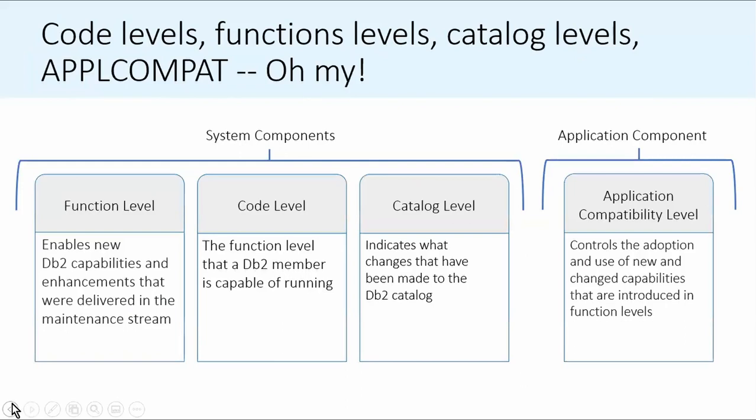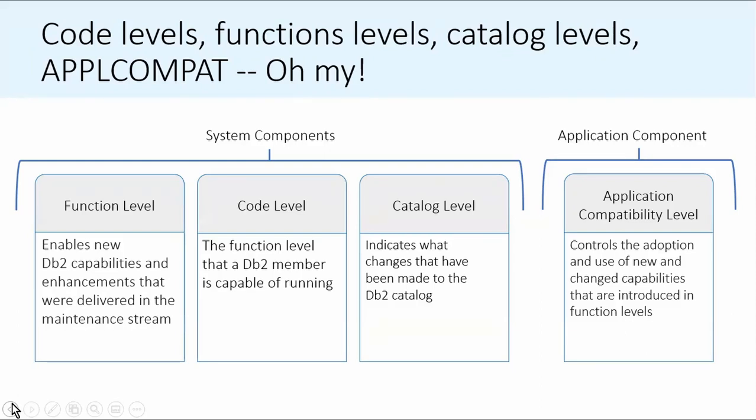When we get into continuous delivery, there are 4 things that you have to think about, right? There are code levels, function levels, catalog levels, and there's application compatibility, which for short, I will call Apple Compat. Although I have heard it pronounced Apple Compat. Now, the system components are the function levels, the code level, and the catalog level.